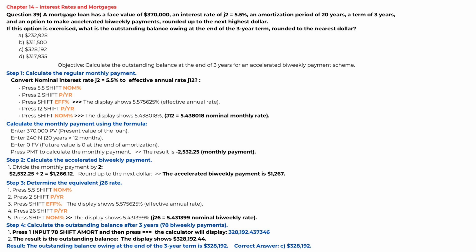Step 2. Calculate the accelerated biweekly payment. Divide the monthly payment by 2. 2,532.25 divided by 2 equals 1,266.12. Round up to the next dollar, the accelerated biweekly payment is $1,267.